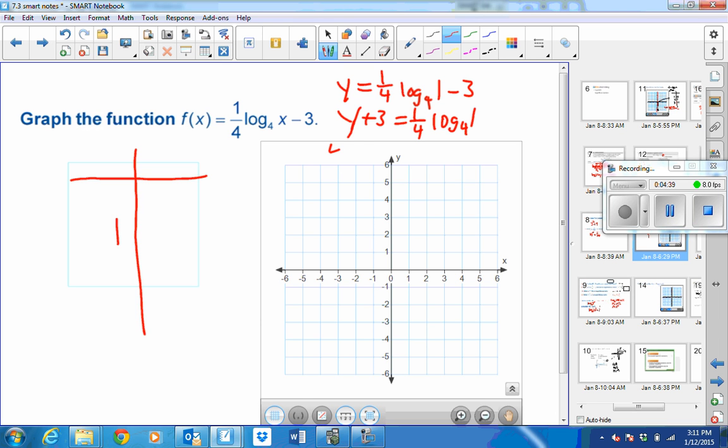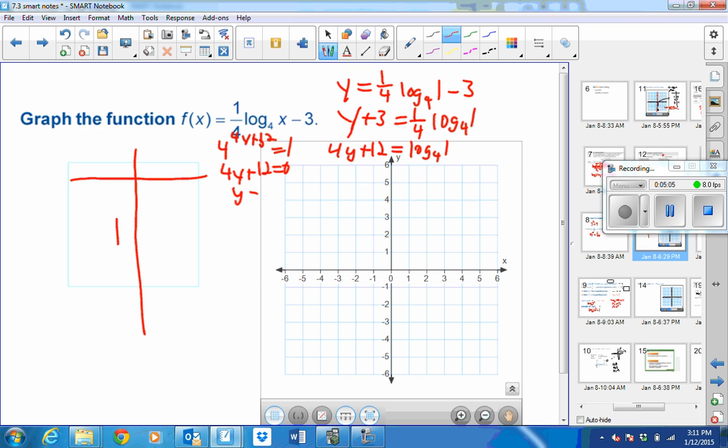Let's multiply by 4. So we get 4y plus 12 equals log base 4 of 1. Now when we change this into exponential form, we get 4 raised to the 4y plus 12 power equals 1. Well, in this case, 4y plus 12 needs to equal 0.